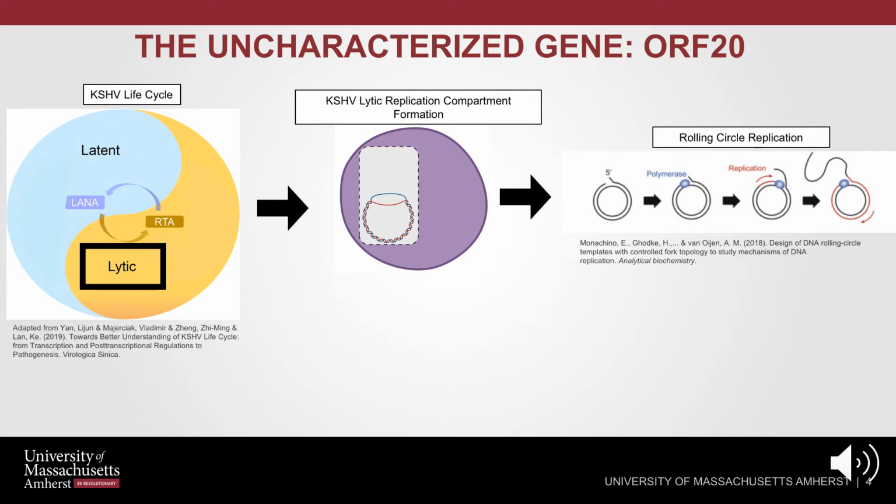Widespread changes of the host nucleus and global nuclear reorganization occur upon lytic infection. This reorganization includes the formation of viral replication compartments, which are subnuclear structures where the viral DNA genome can be replicated. Lytic replication proceeds distinctly with a rolling circle mechanism where the concatemeric genomic DNA is produced. My project in particular is focused on KSHV ORF20, which is a largely uncharacterized gene, but one that we believe plays a role in lytic infection and replication.